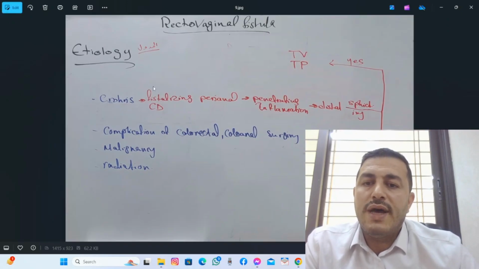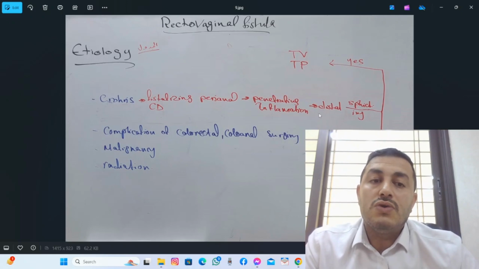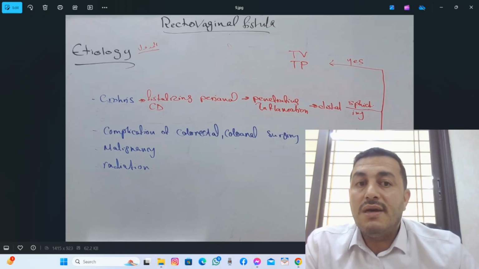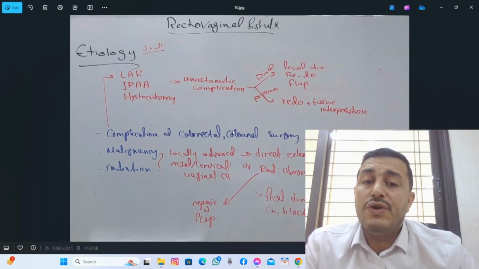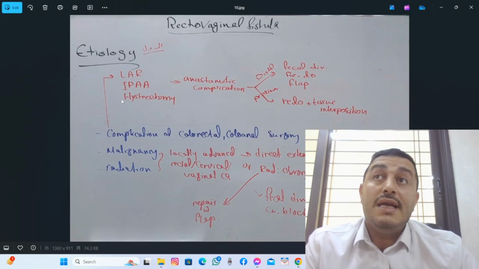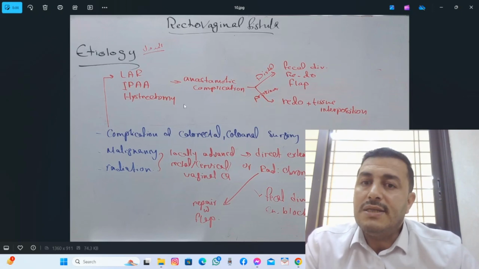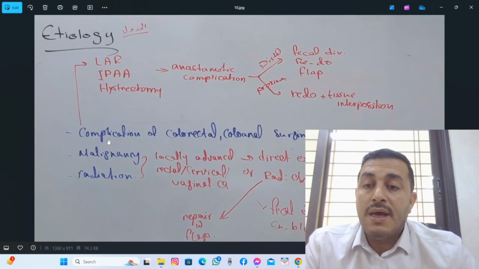Crohn's disease, we know that we have an entity called fistulizing perianal Crohn's disease, which causes penetrating infection, which is usually distal, and here you can see that the approach depends on the sphincter integrity. Do we have a sphincter injury or not? Complication of colorectal, coloanal surgery, such as low anterior resection, ileal pouch anal anastomosis, hysterectomy. Here we are talking about anastomotic complications, and this depends whether they are proximal or distal, and we have a variety of options to treat them.